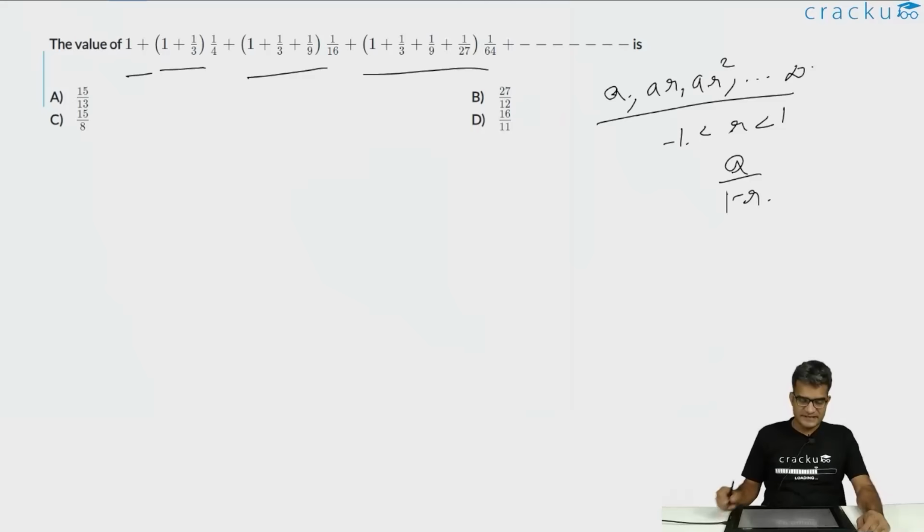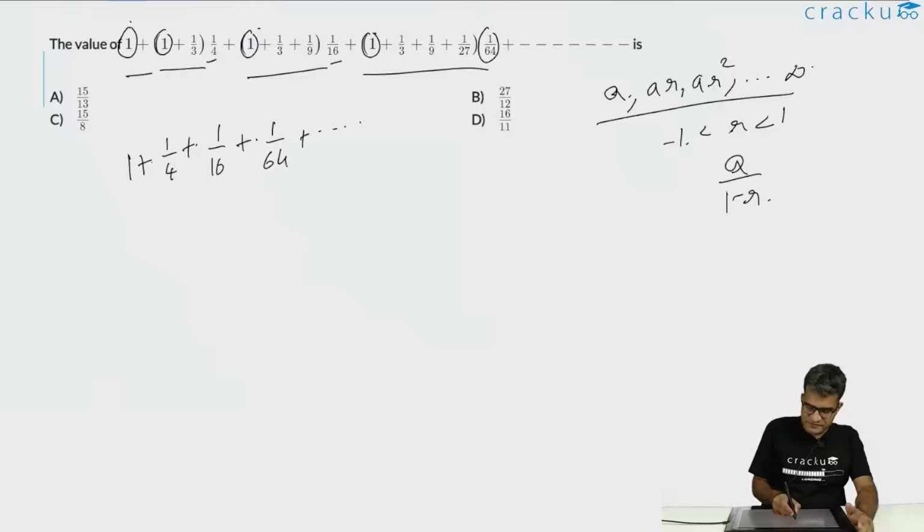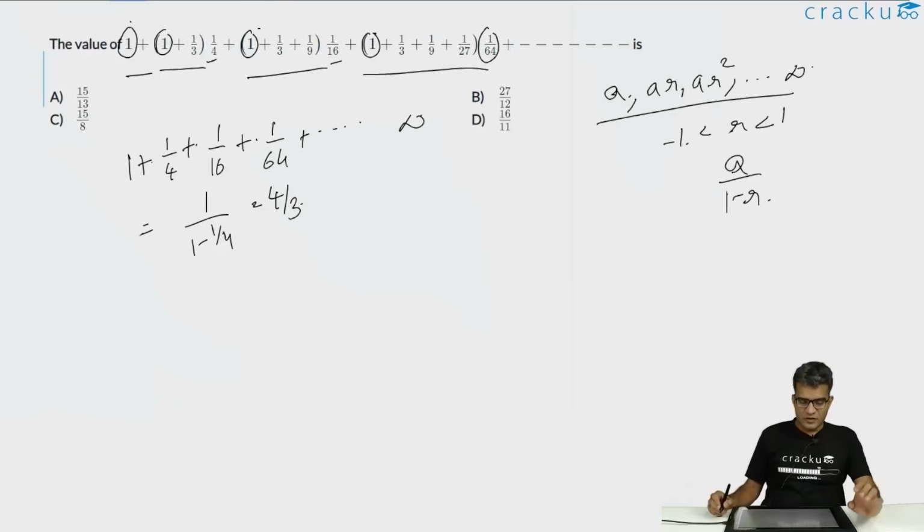In this particular case, if you are looking at the contribution of 1 in all the brackets, that will be 1 plus this 1 into 1 by 4, that is 1 by 4, plus this 1 into 1 by 16, plus this 1 into 1 by 64, and so on. This is a geometric progression where the common ratio is 1 by 4. So this will be equal to 1 divided by 1 minus 1 by 4, which is equal to 4 by 3.